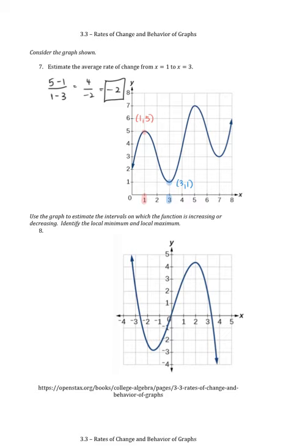Now, keep in mind that that rate of change would be different if you chose different x values. It doesn't have to be the same in this case because you can see the rate of change is different. It's decreasing from 1 to 3, but it's increasing from 3 to 5. So the rate of change would clearly be different there because it's going to be a positive instead of a negative.